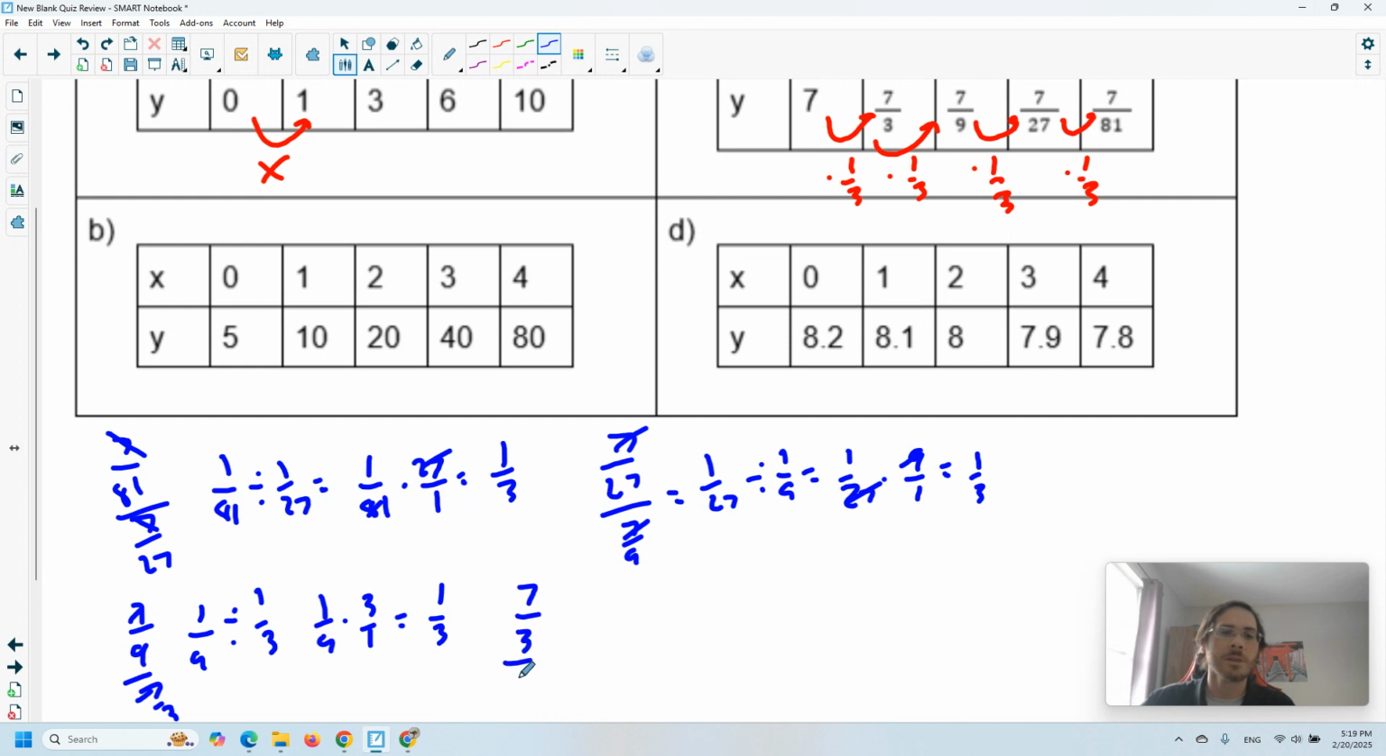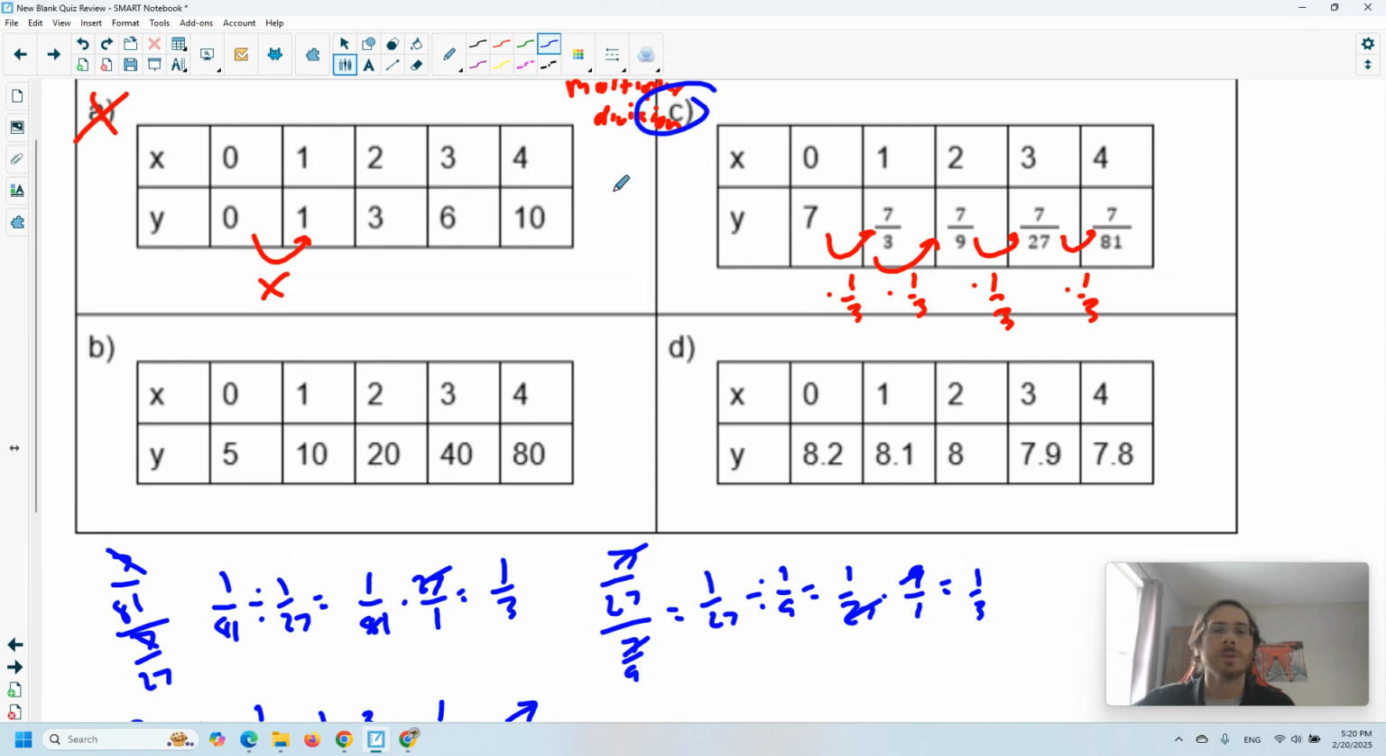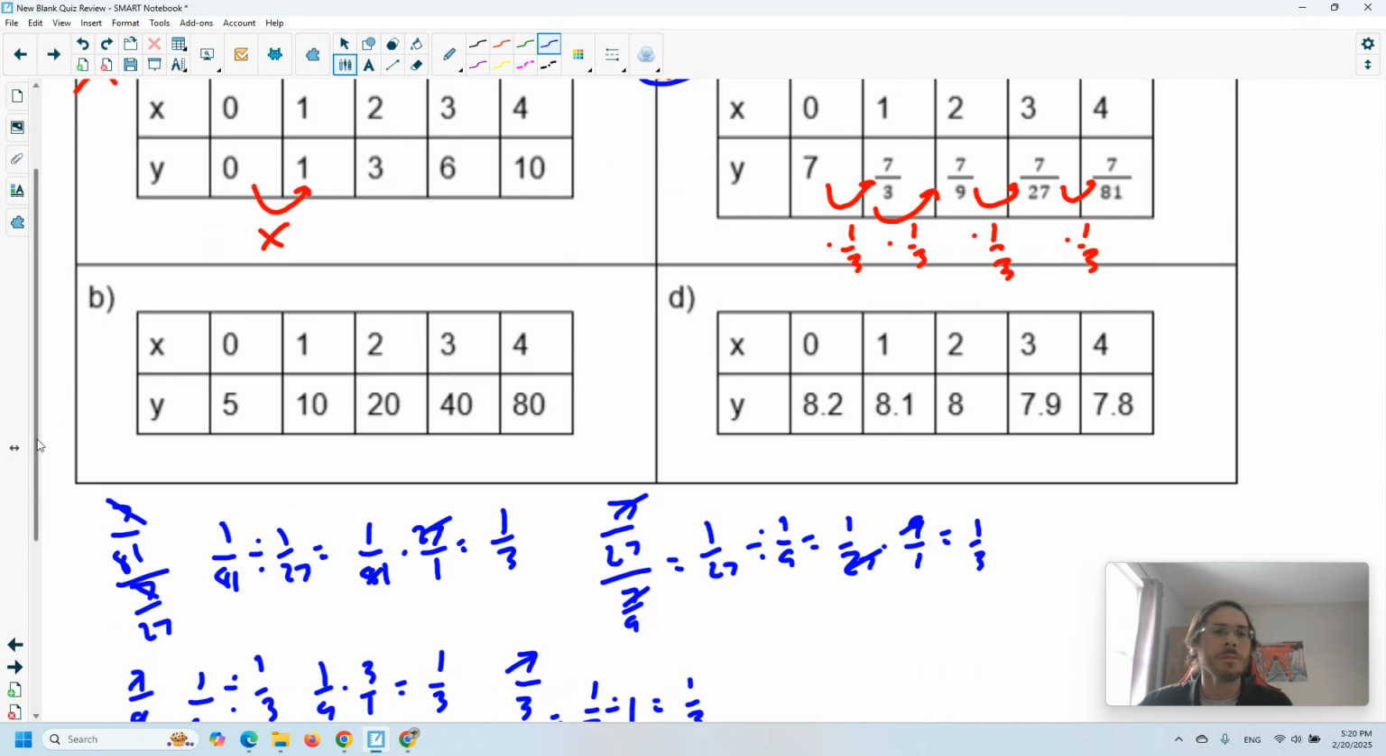7 over 3 divided by 7. The 7s cancel. So we get 1/3 divided by 1, which is just 1/3. So that one does work. Takes a little bit of effort to get C, but C does work. For B, it looks like B is going to work too. So we got times 2, times 2, times 2, and times 2. And you got to check all of them. So like 3 of them could work out, and the last one might fail. So you have to make sure that they all are the same. So B is going to be good.